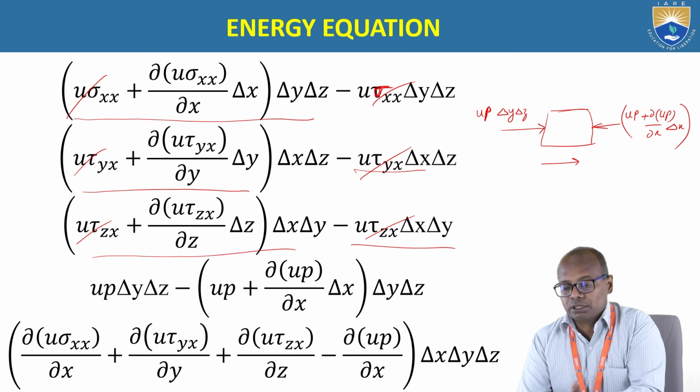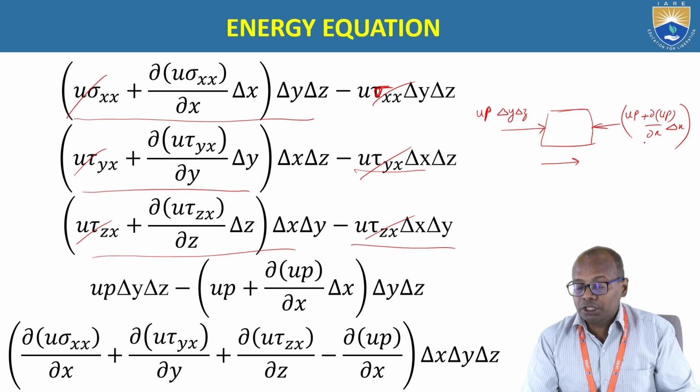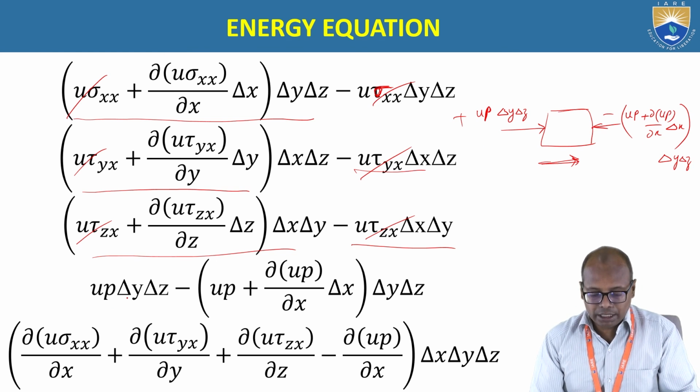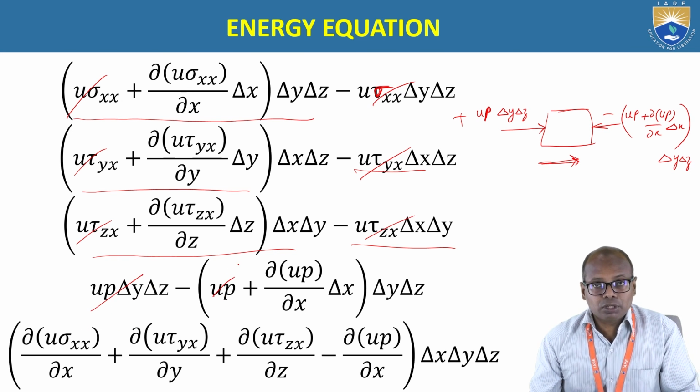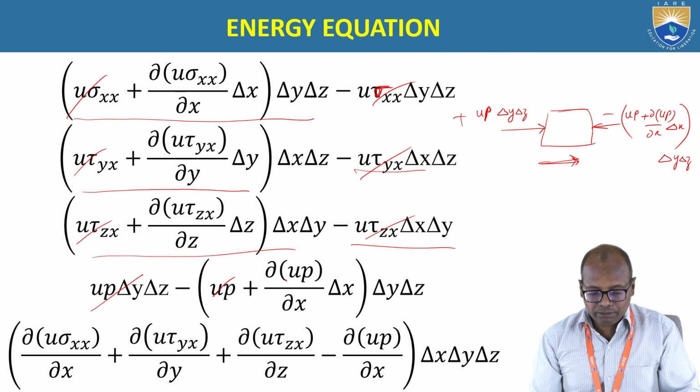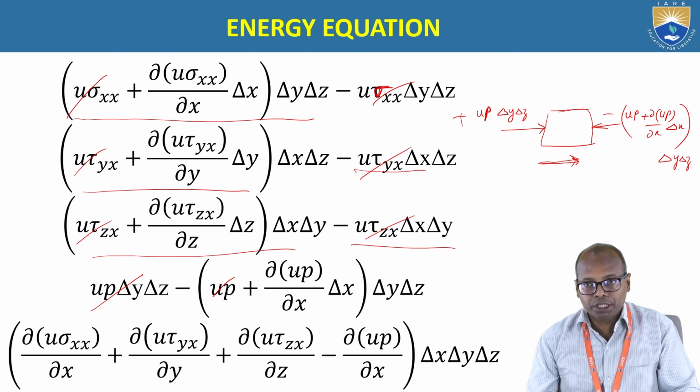So the pressure on the left side is u into p. Now on the right side, the product of u and p plus dou by dou x of up into delta x. Now what is the area here? It is again delta y delta z. Now this is the positive x direction. So this is a positive value and this is a negative value. That is what is written here. So this value and this value will get cancelled, and I will be remaining with minus dou by dou x of up.